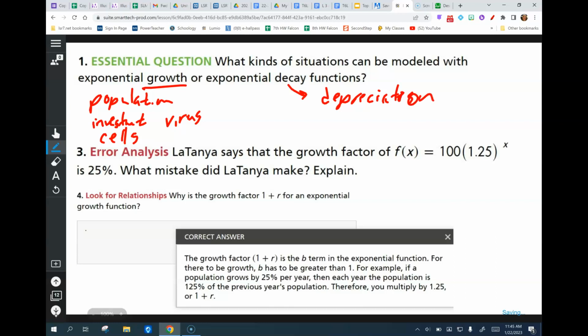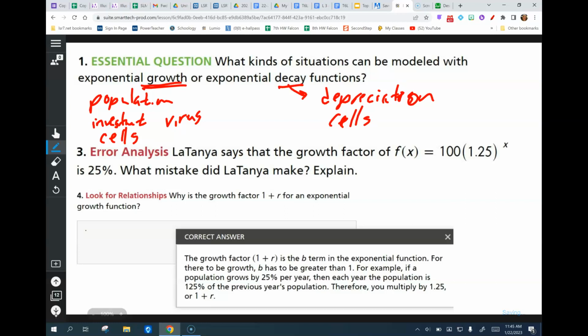Okay, that's one. We can have a car depreciate. We can look at the number of viewers that are interested. That is a depreciation. We can talk about cells in a petri dish. So there's different ways. Anything that decreases is decay. Anything that increases is growth.